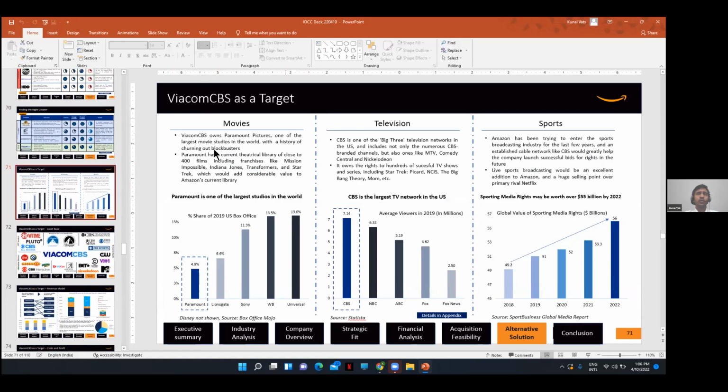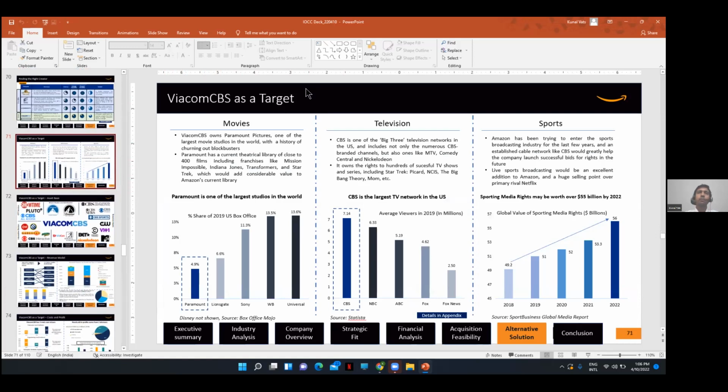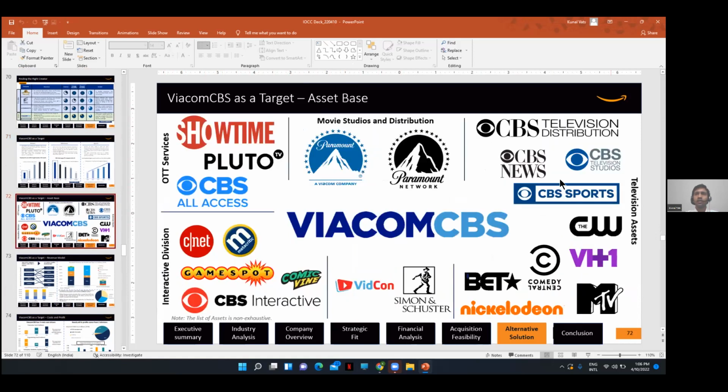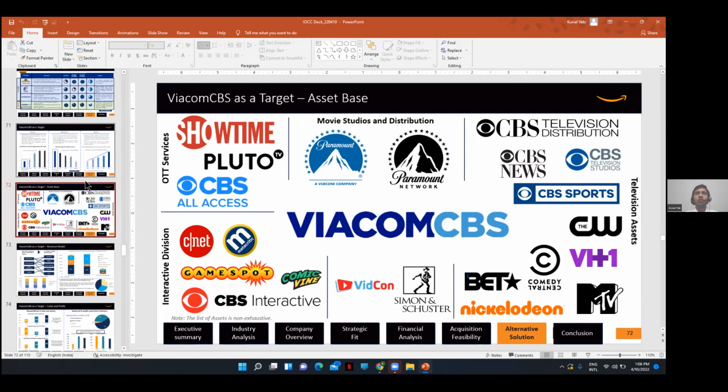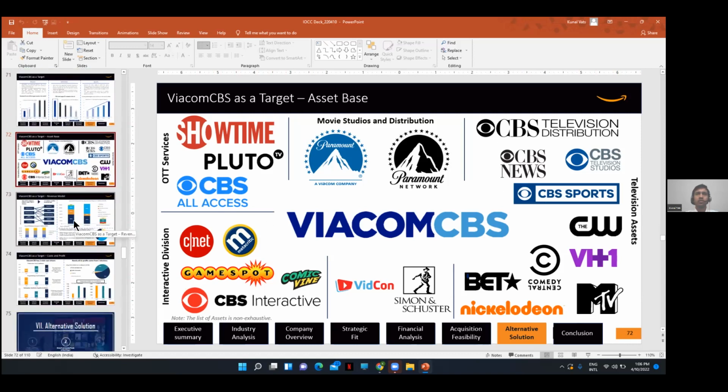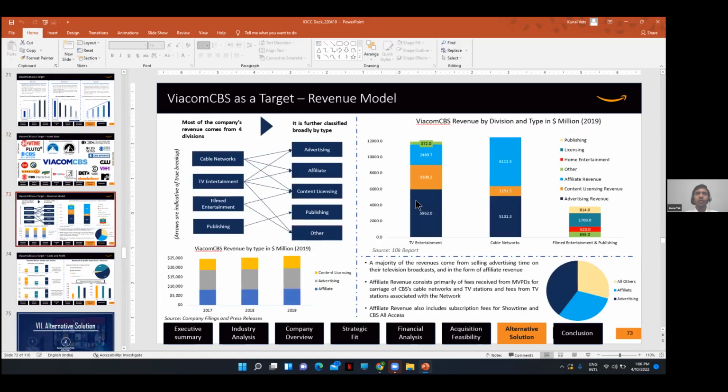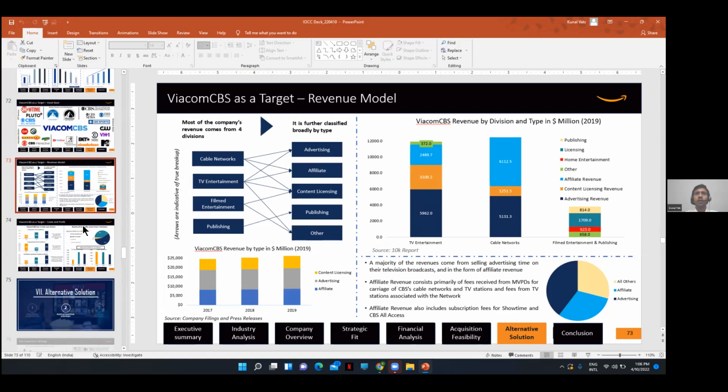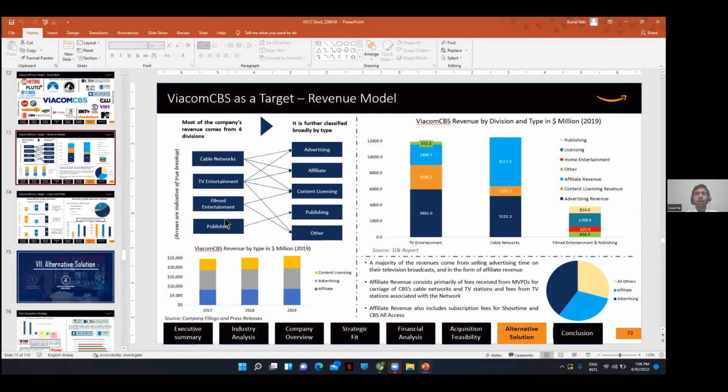We looked at Viacom CBS as a target in our solution in 2020. We looked at their business verticals, movies, television, and sports, and how that would be beneficial for Amazon in their content library. We looked at their asset base. As you can see, Viacom CBS has some movie networks like Paramount, some OTT networks, interactive divisions, news and sports divisions, and it basically covers a lot of different verticals and would have been an amazing asset addition to their library. Then we looked at the revenue model as well, by division and by type, and where the revenue comes from.